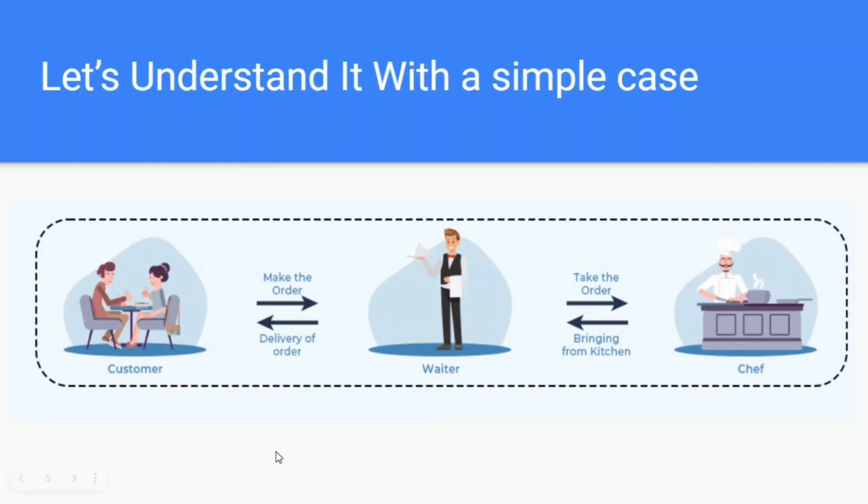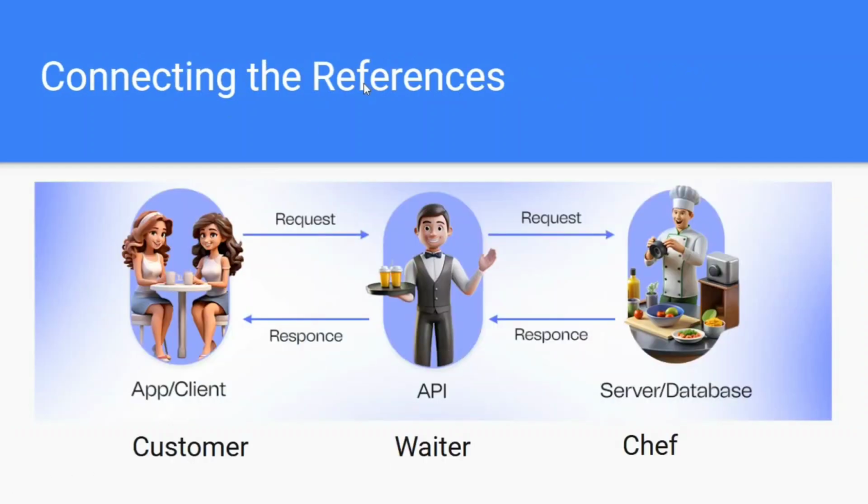Now let's connect the restaurant scenario to the working of an API. Consider the customer as the client, the waiter as an API and the chef as the server. So what happens in a hotel scenario is the customer requests food from the waiter. In a similar way, our client application also requests some data from the API. The waiter takes the order from the customer to the chef. In a similar way, the request sent by the client is sent to the server.